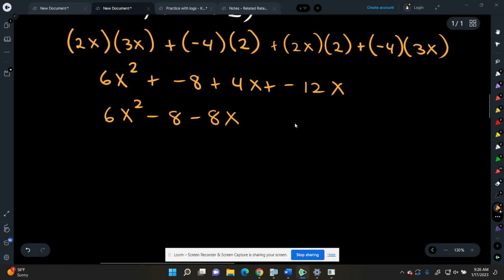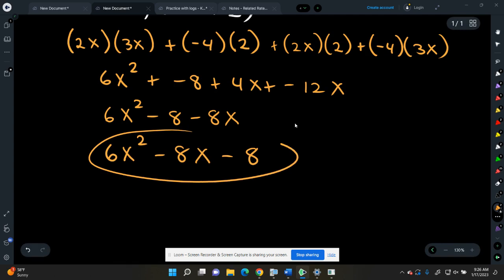Yeah, let's put it in the right order, right? Put it in standard form. So what's the right order supposed to be? Good. There you go. Why would we square the 6x? Because x times x is x squared. Okay.